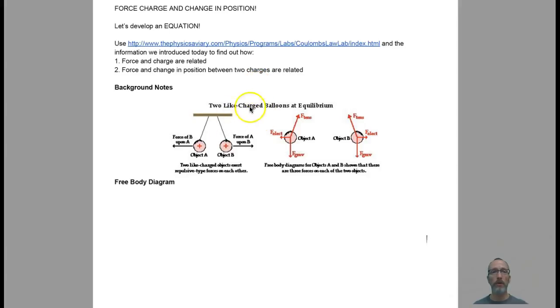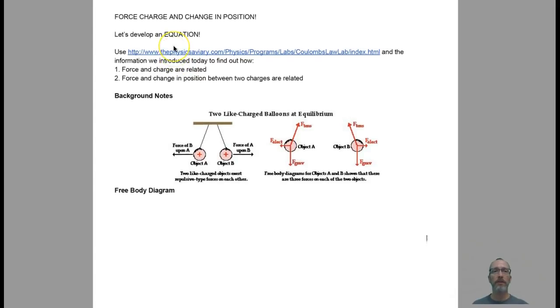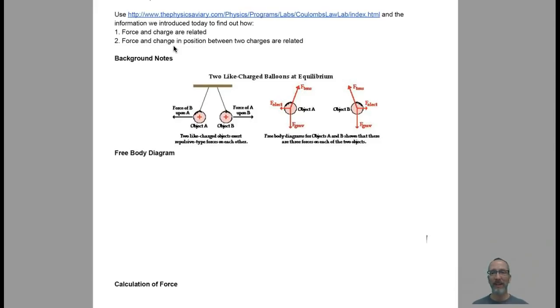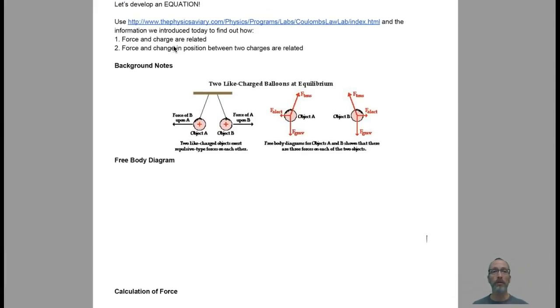All right, hey, this is Horner, and we're going to look at the force, charge, and change in position. And this is for the lab that you're doing. These are the background notes. If you don't do these, you're going to have trouble. And so you'll just want to make sure you do them.